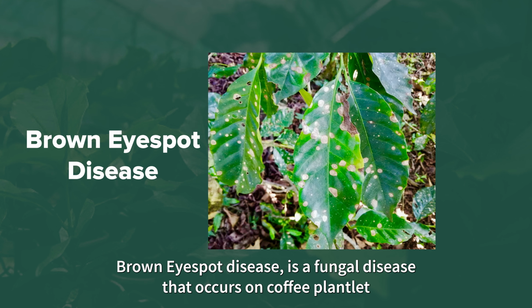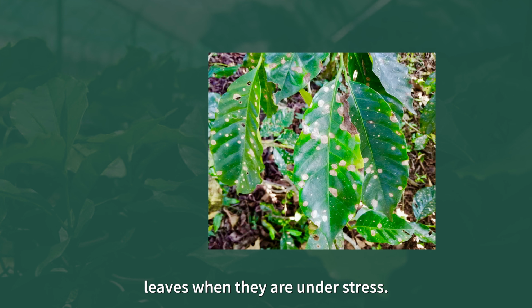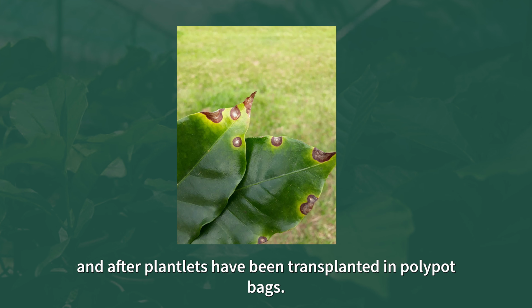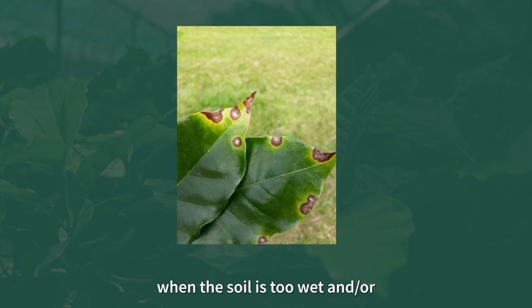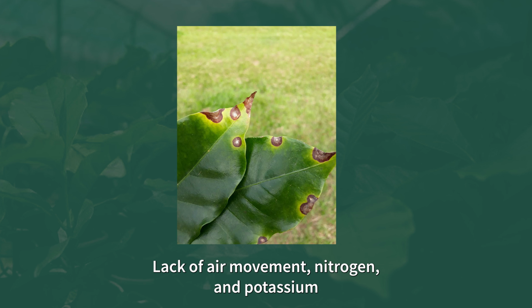Brown eye spot disease is a fungal disease that occurs on coffee plantlet leaves when they are under stress. The fungus can develop both in seed beds and after plantlets have been transplanted in polypot bags. It is the most common nursery disease and occurs when the soil is too wet and or there is too much shade. Lack of air movement, nitrogen, and potassium are factors that favor this disease and its spread.